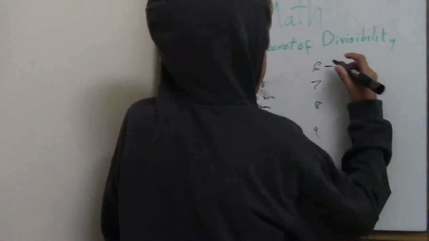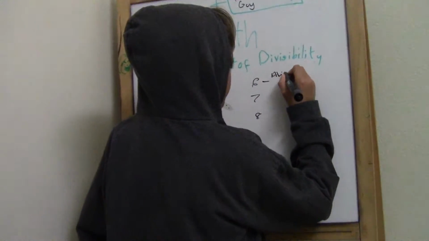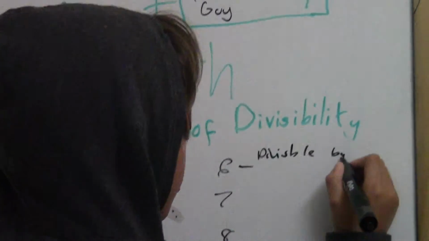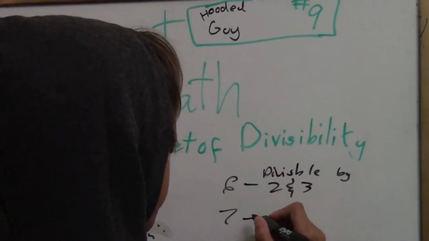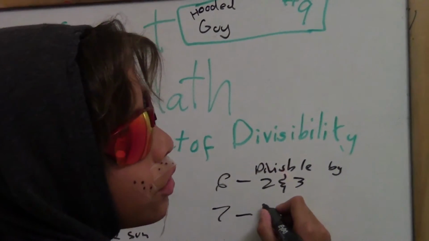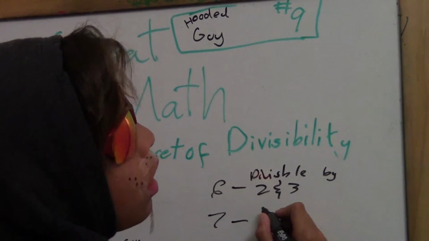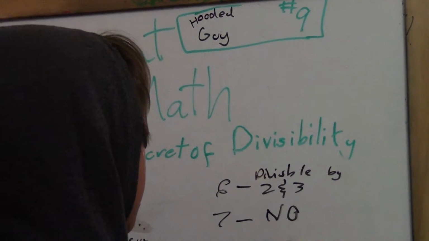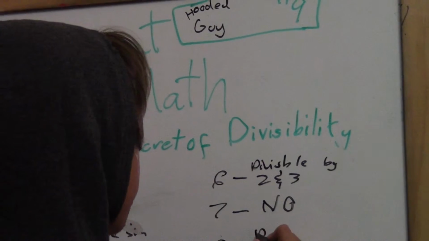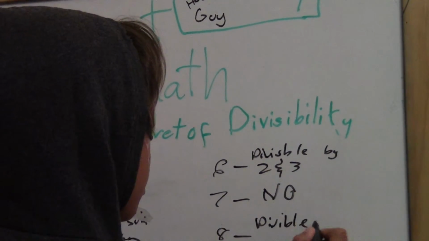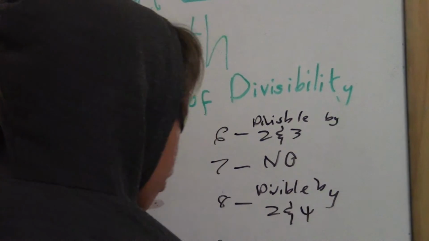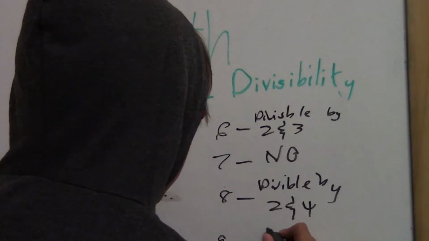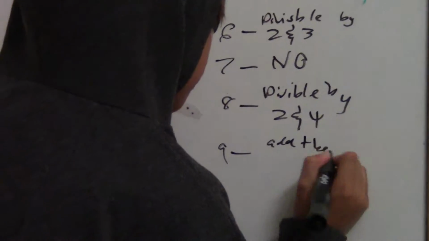Number 6 has to be divisible by 2 and 3. Number 7, we ain't got one. Sorry. Number 8 has to be divisible by 2 and 4.